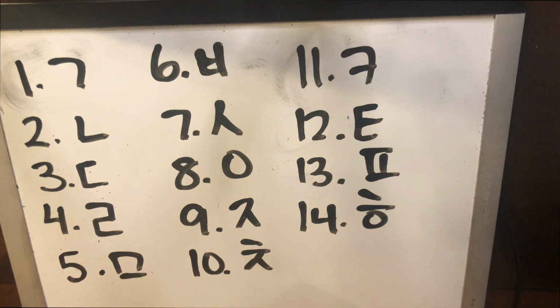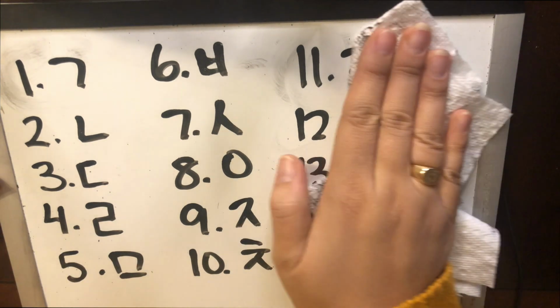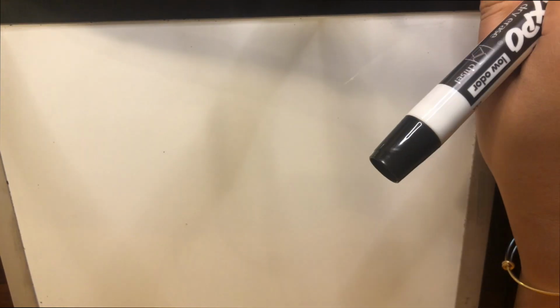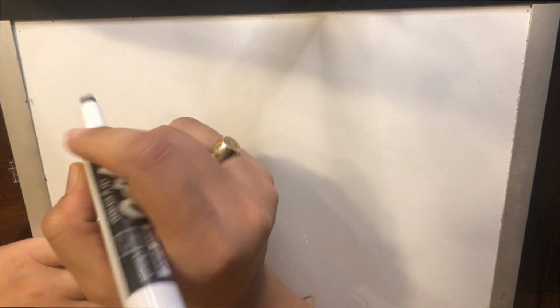So let's clear our boards, and let's get on with the vowels. I'm going to teach you only the simple vowels today, and we're going to go into the more difficult vowels in another video, because I do want you guys to make some words together and practice before we move on. So again, 10 vowels first, simple vowels, okay?